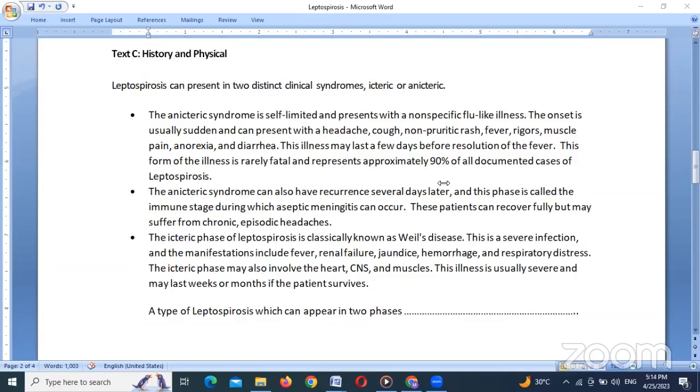Dr. Suman, can you hear me? Yes, sir. So what is your answer? Icteric or anicteric. So your answer is both icteric and anicteric. Very good. And Dr. Zartash, what is your answer? Sir, same, icteric and anicteric, both of them. Yes, sir. Okay.